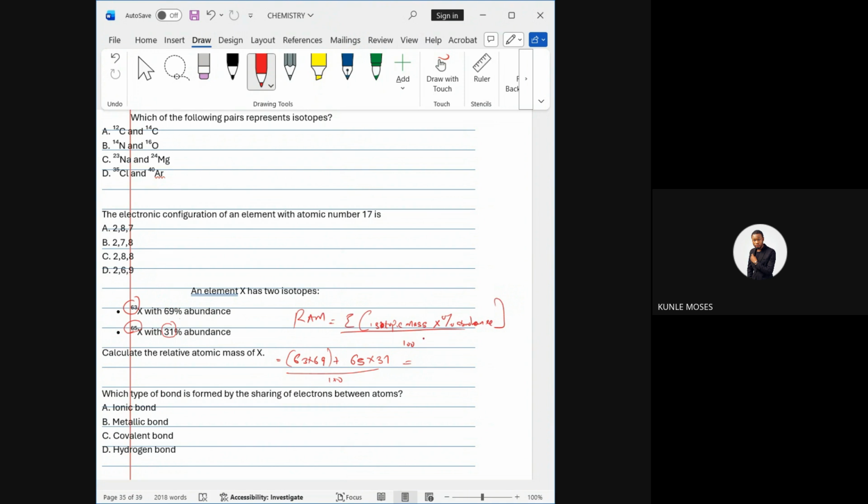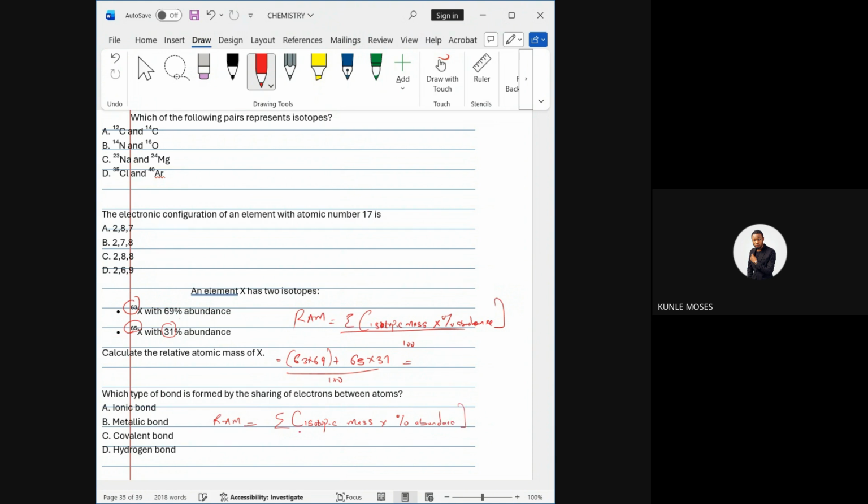You don't get it. Okay, let me come again. I gave you this formula the other time. I don't know if you're in class. Relative atomic mass is summation. Summation simply means plus. You add your isotopic mass, and you multiply it by percentage abundance.